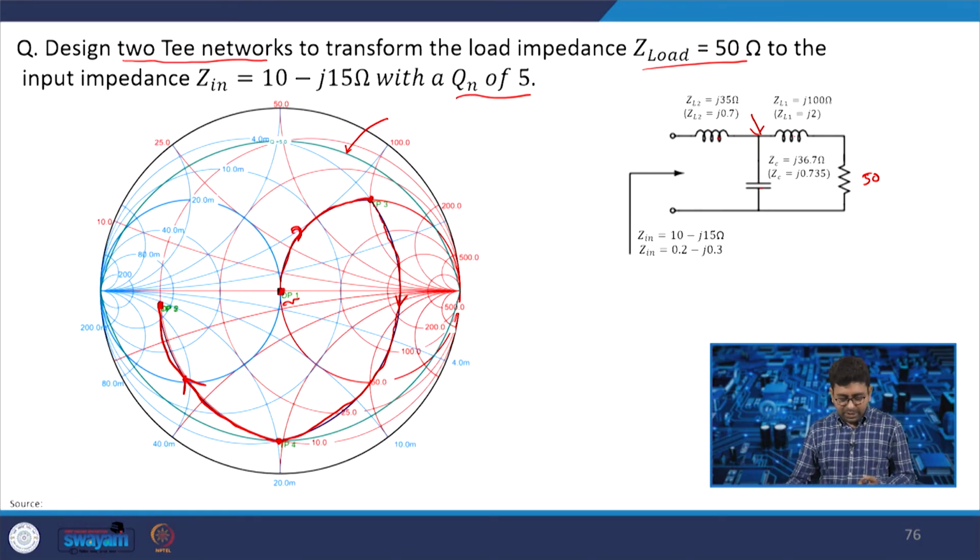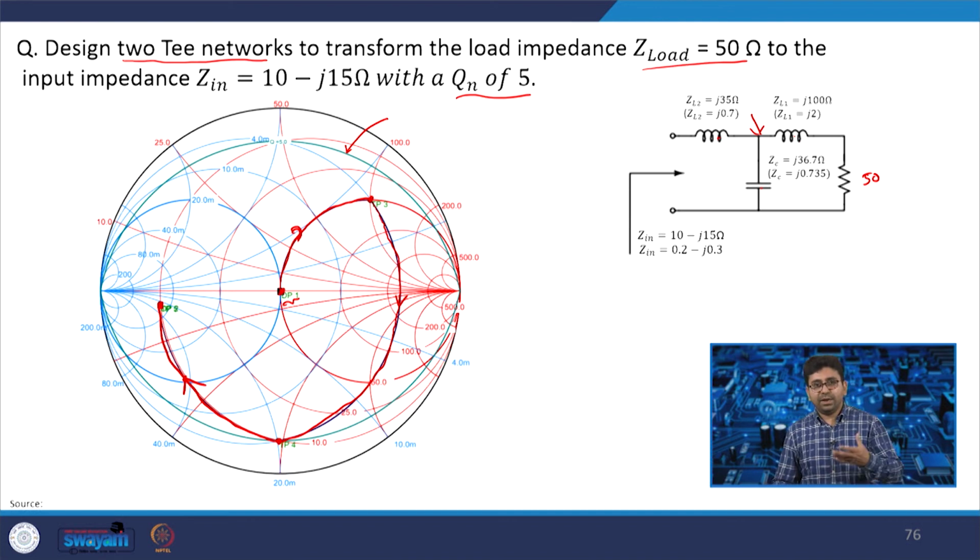You can solve the same problem another way also, by going down and using a capacitor, inductor, capacitor T network.